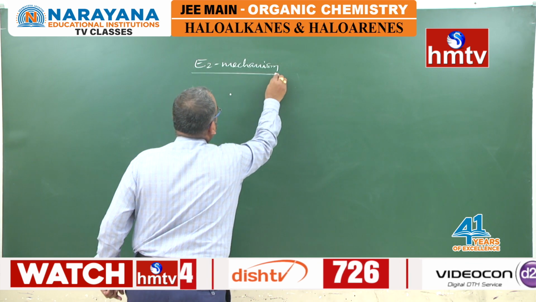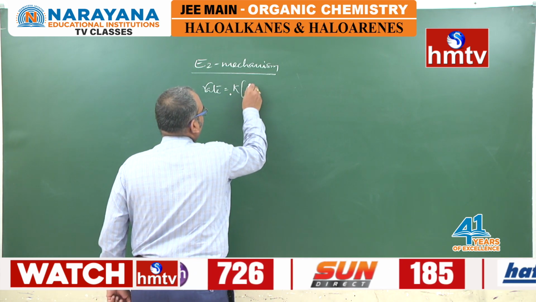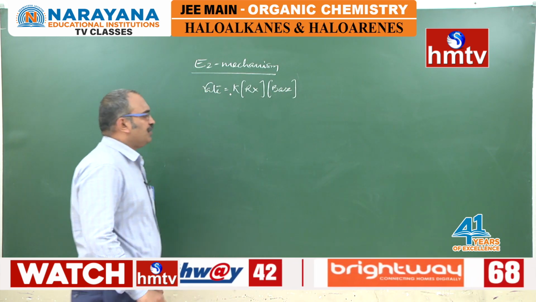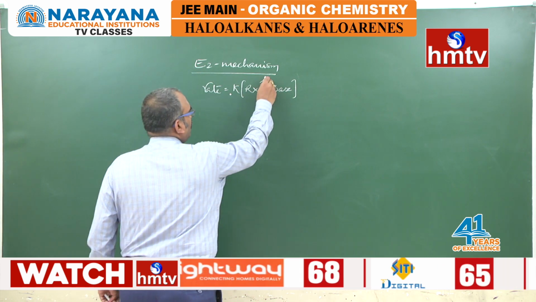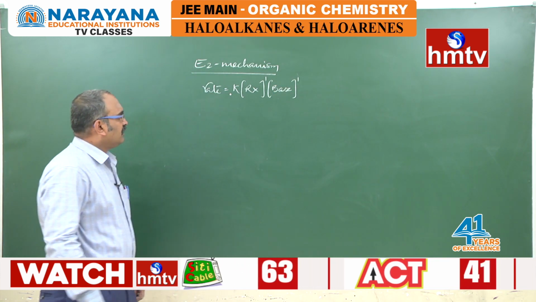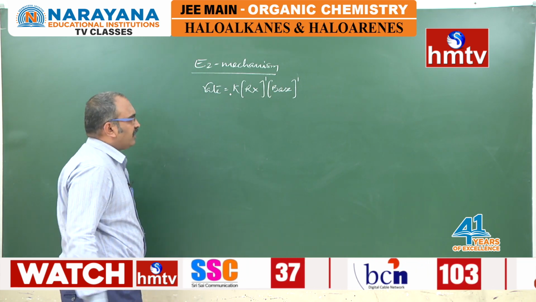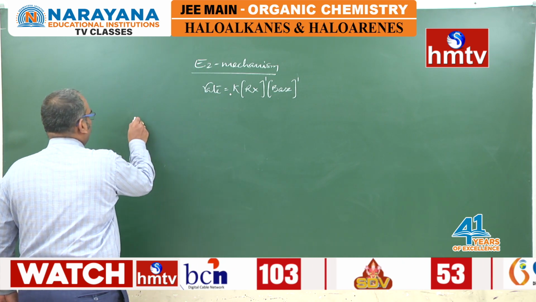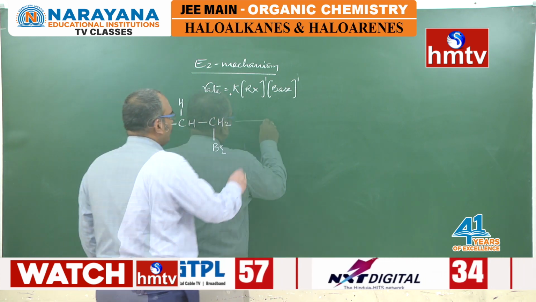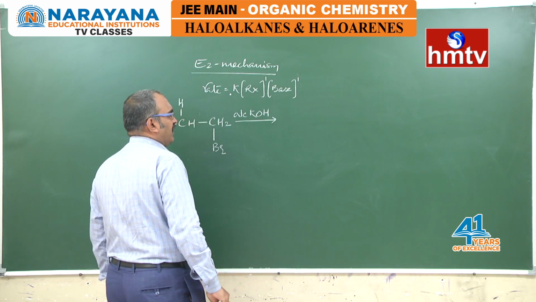E2 mechanism. In the E2 mechanism, the rate of the reaction depends upon the concentration of the alkyl halide and the base which consumes the proton. It is first order with respect to alkyl halide and first order with respect to base. That means the rate law suggests that the rate of the reaction depends on the concentration of the alkyl halide and base. Let us take up an example. This is what I have taken. N-propyl bromide is made to react with alcoholic KOH, a mixture of ethyl alcohol and KOH.